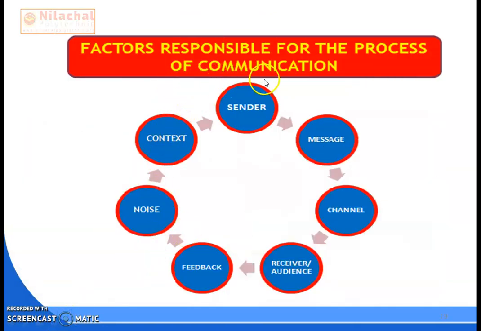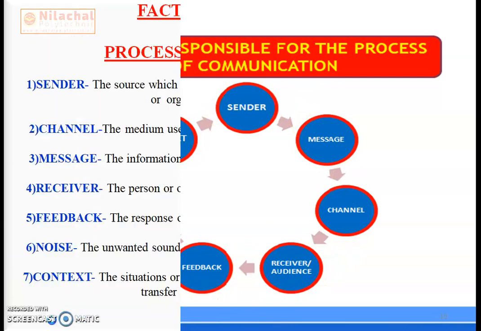So here are the different factors which also play an important role when the communication process is going on. Sender, message, channel, receiver or audience, feedback, noise, context. Context is the situation. What is the situation when the communication is taking place? Noise is all kinds of disturbances that may be physical disturbance, outside disturbance, surrounding disturbance, or the mindset of the receiver or the sender. There may be some sadness or there may be some anger. Whatever, those things also play a great important role whenever communication is going on.